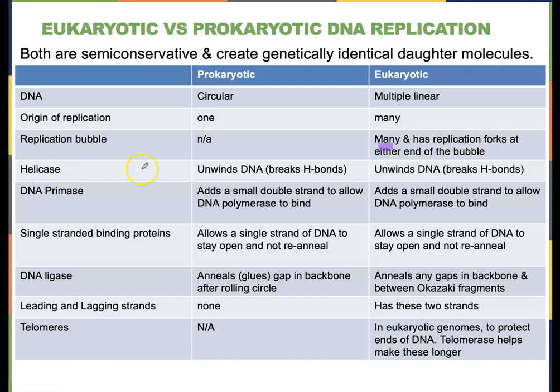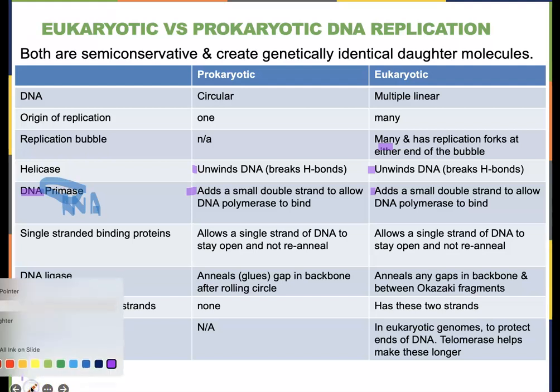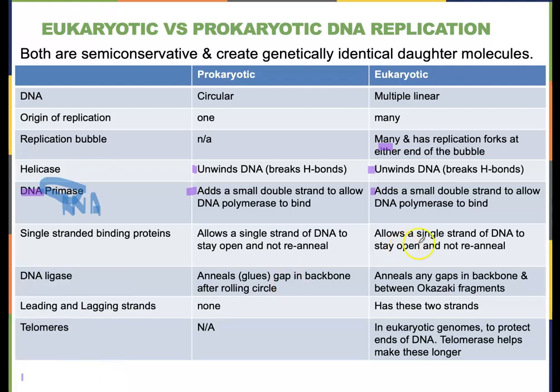We have helicase, which unwinds and breaks the hydrogen bonds. Same thing for eukaryotic cells. DNA primase adds a small double strand to allow DNA polymerase to bind. Same thing here. And actually, this is wrong. Just really quickly, you don't have to know this, but it's actually RNA primase. But let's just call it primase. Primase puts the primer on. Single-stranded binding proteins, I did not mention it in eukaryotic, but it's the same. We have the same binding proteins to make sure that once the double helix is separated, it doesn't go back to a double helix.